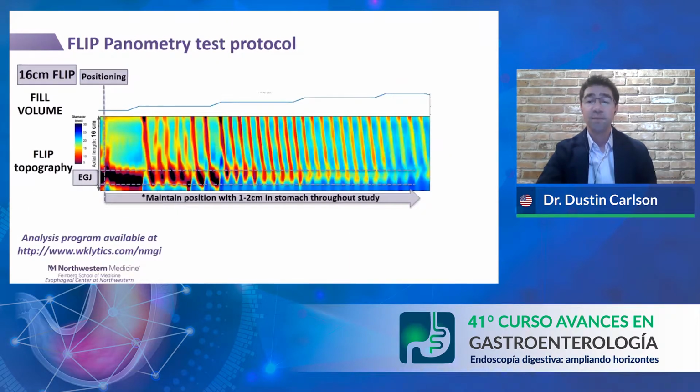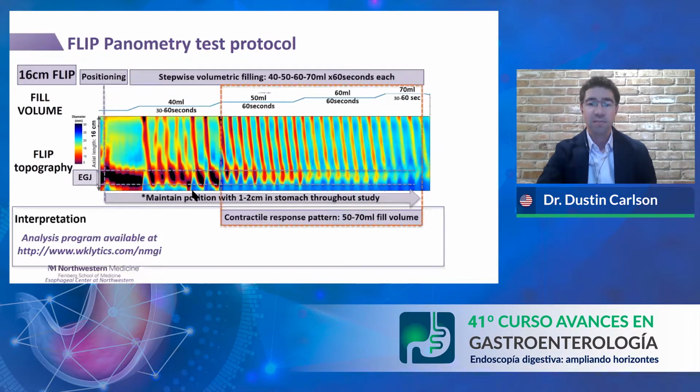So just to review the FLIP study and protocol, performing the FLIP study is relatively simple and can be completed in 5 to 7 minutes at the time of the sedated endoscopy. The FLIP study to assess esophageal motility does require use of the 16-centimeter FLIP balloon and performance of a stepwise volumetric distension protocol while the balloon is positioned and maintained in the distal esophagus across the esophagogastric junction.